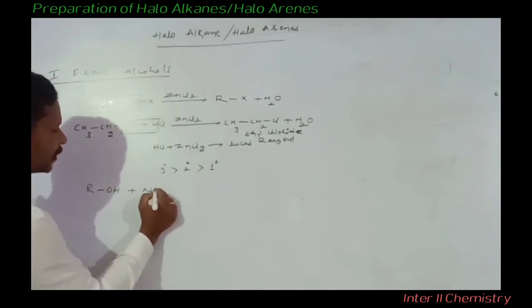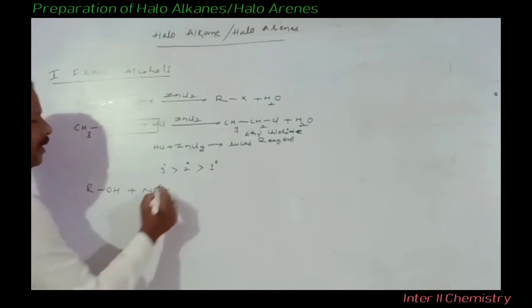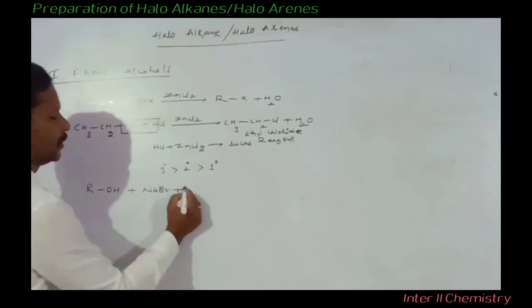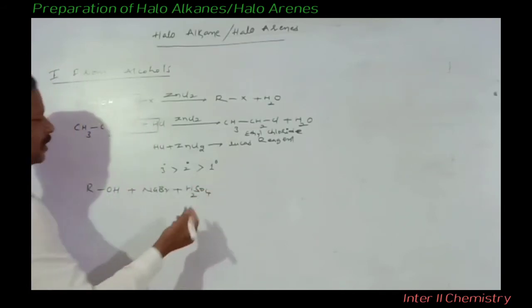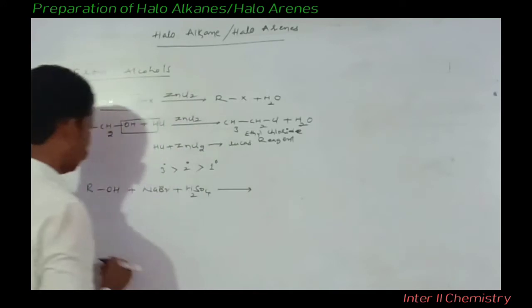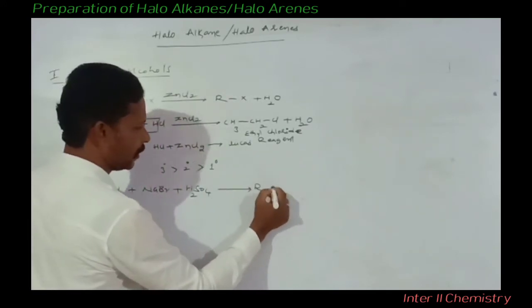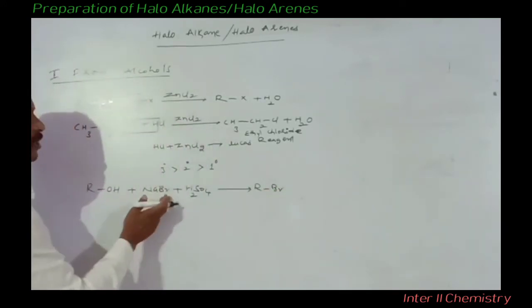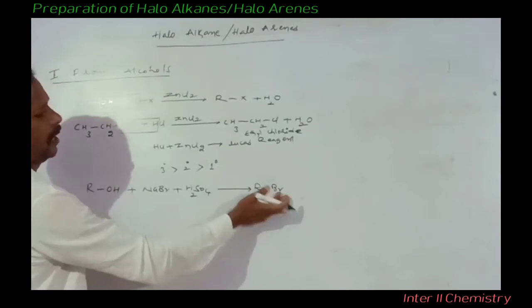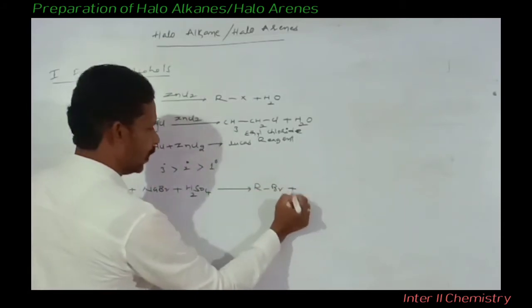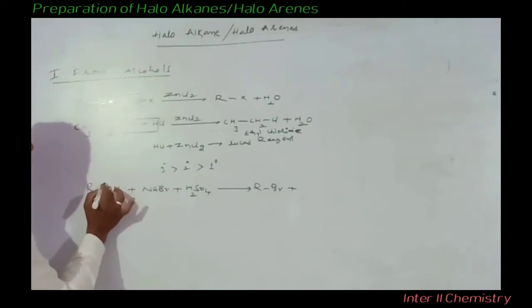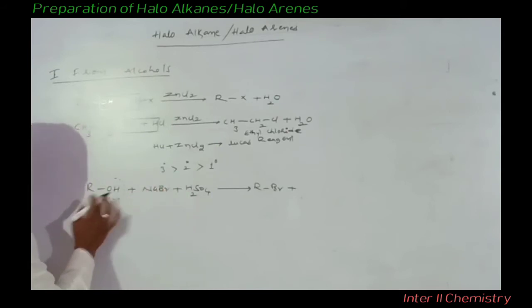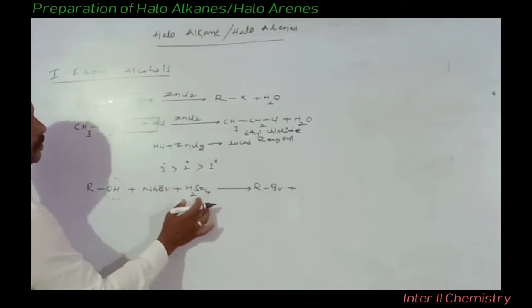For example, we can write sodium bromide in the presence of H2SO4, meaning we are taking some mineral acid here. We get NaBr. If you take NaCl, you get alkyl chloride only. You have to remove the OH and add this halogen to it, and the sodium is added as well.